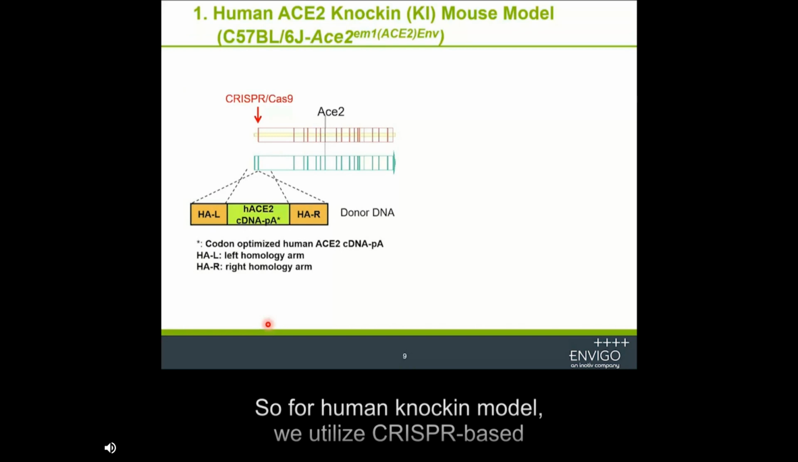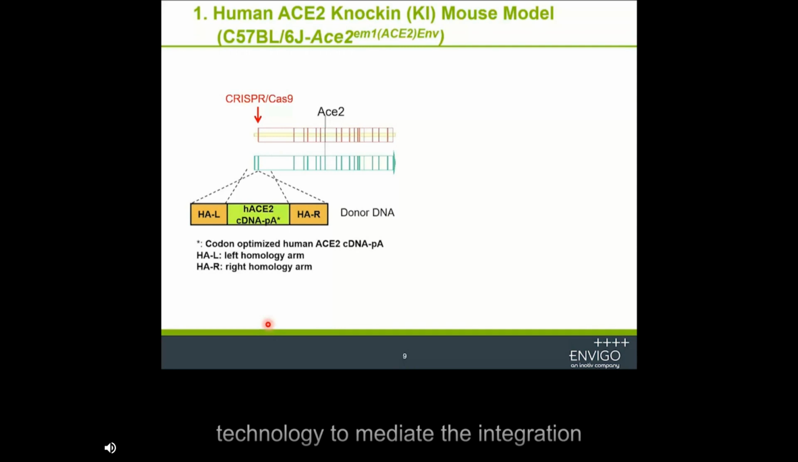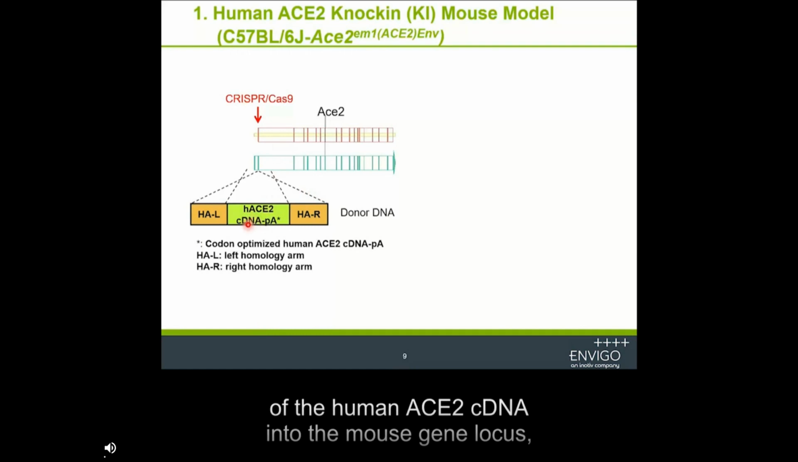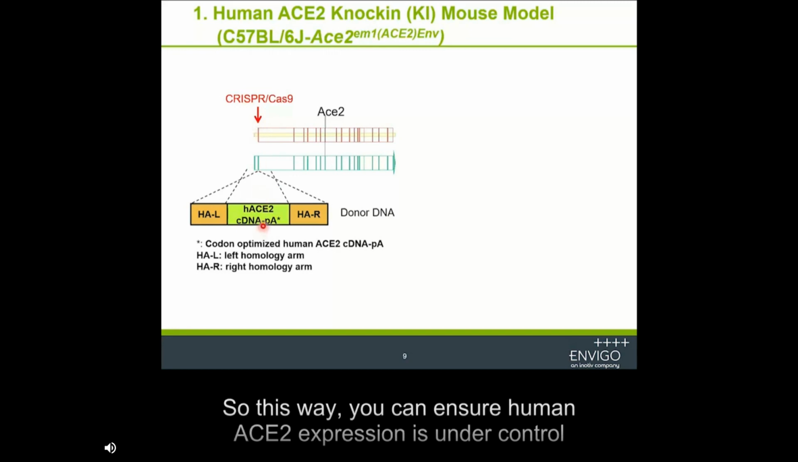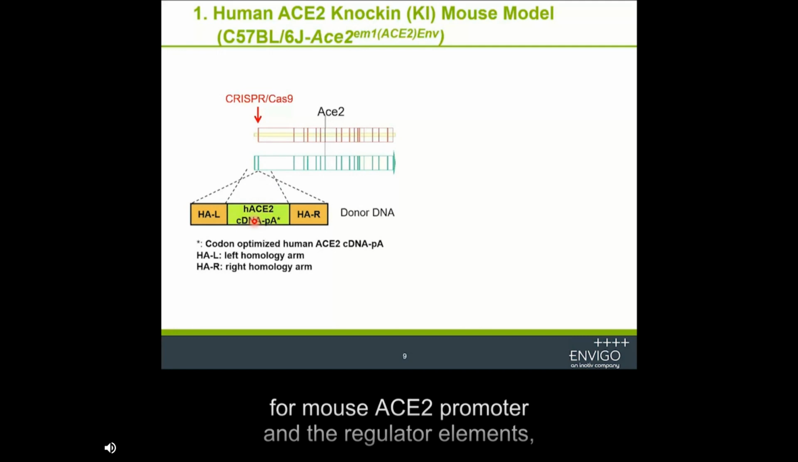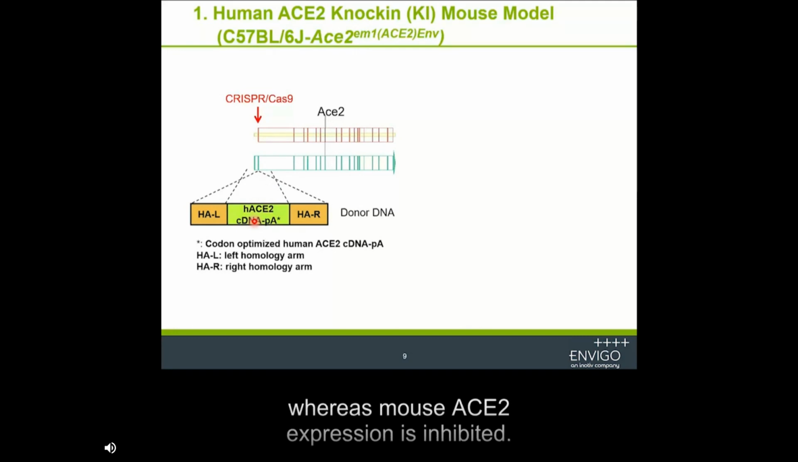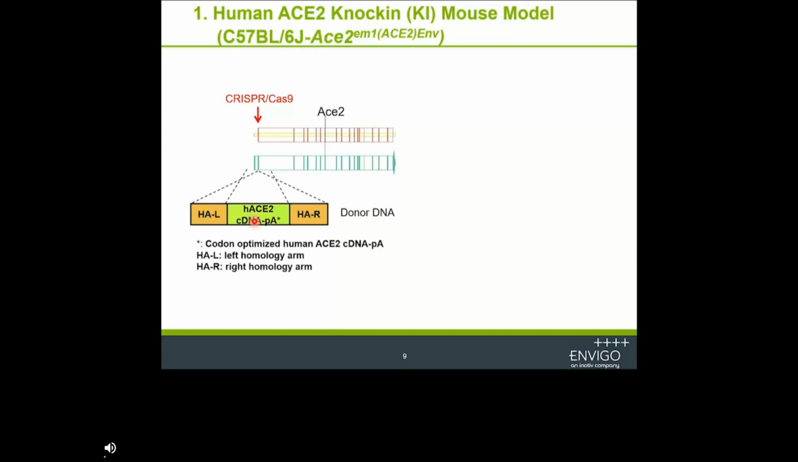So to make the human knockin model, we utilize the CRISPR-based technology to mediate the integration of the human ACE2 cDNA into the mouse gene locus. So specifically at the coding ATG site. This way can ensure human ACE2 expression is under control of mouse ACE2 promoter and the regulatory element, whereas mouse ACE2 expression is inhibited.